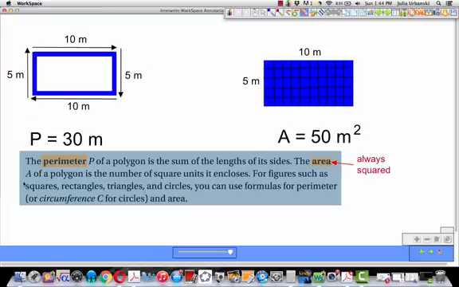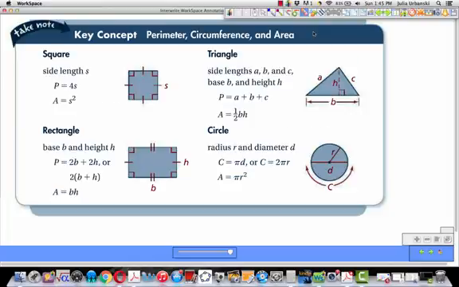The area, or a capital A, of a polygon is the number of square units that it encloses. So it is all the inside part of the rectangle. If you were looking at the yard, it would be all the grass that's on the ground. For area, you always need to remember to write it as squared: meters squared, or feet squared, or inches squared, or whatever.